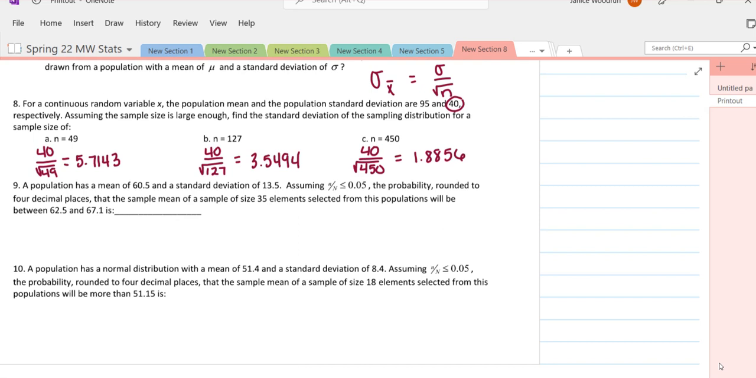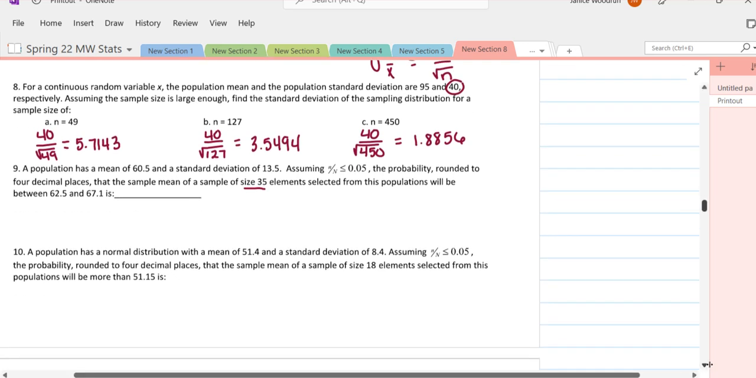All right, number 9. A population has a mean of 60.5 and a standard deviation of 13.5. This here, assuming n over N, so this is assuming the sample size divided by the population size is less than or equal to 0.05. That just means my sample size is big enough. That's what it's telling you. Okay, so assuming that the probability, rounded to 4 decimal places, that the sample mean of a sample size of 35 selected from this population is between 62.5 and 67.1. Okay, so they're giving us the sample size.